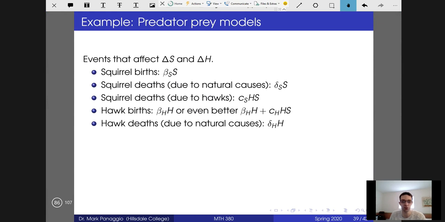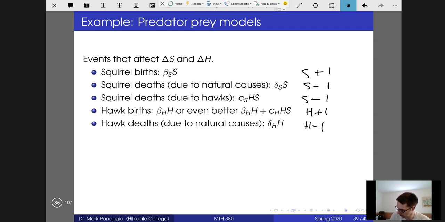All right, so we've got 5 different types of events or interactions that can cause changes, and notice the first one would increase squirrels, the second one would decrease squirrels, as would the third. And so those 3 would all show up in the equation for delta S. And then the last 2 would show up in the equation for H. So births obviously increase and deaths decrease. And so that will dictate the signs that we include with each of these individual events.